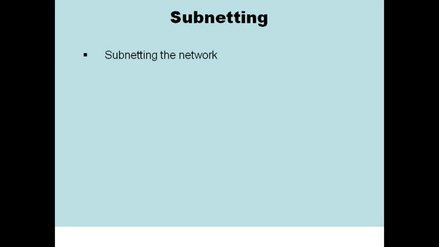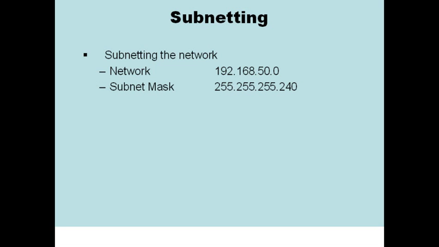Let's go ahead now and subnet the network. We're going to use the network number 192.168.50.0 and the subnet mask we just showed before, 255.255.255.240, otherwise known as 192.168.50.0/28.